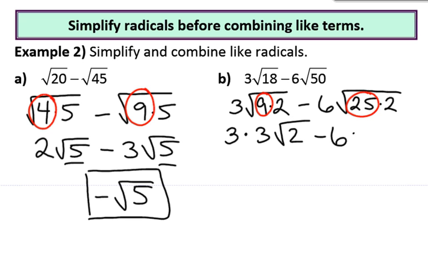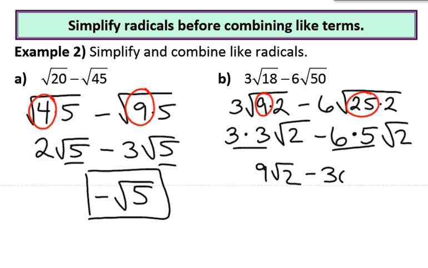Minus 6 times square root of 5 becomes square root of 25 becomes 5, and 2 stays in the square root. So 3 times 3 is 9, root 2. 6 times 5 would be 9 minus 30, root 2, not 5.